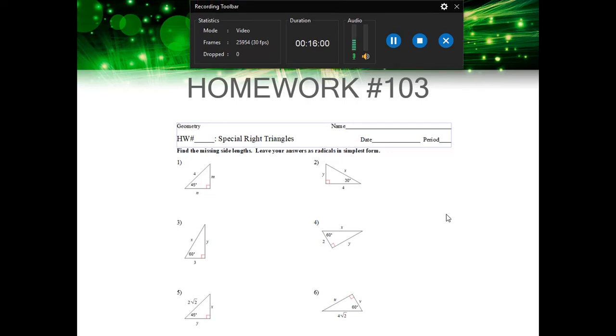This is homework number 103 in your packet. It's labeled as special right triangles. My suggestion is maybe go through and do all the 45, 45, 90s first and get used to that idea, and then maybe go back and do all the 30, 60, 90s. For many of these, you are going to have funky, weird fractions with radicals, so just know that that is possible.